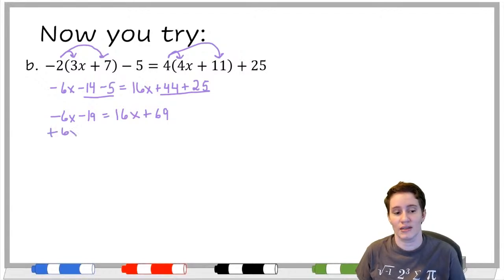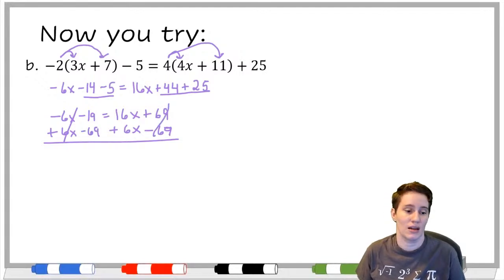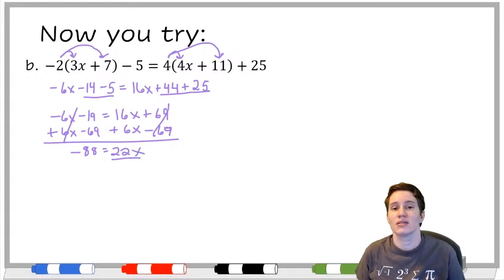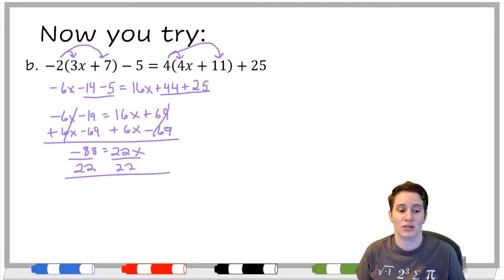So I'm going to add the 6x over here and subtract 69 over here. And this gives me negative 88 equals 22x. I'm going to divide both sides by 22 and get my answer, which is negative 4.